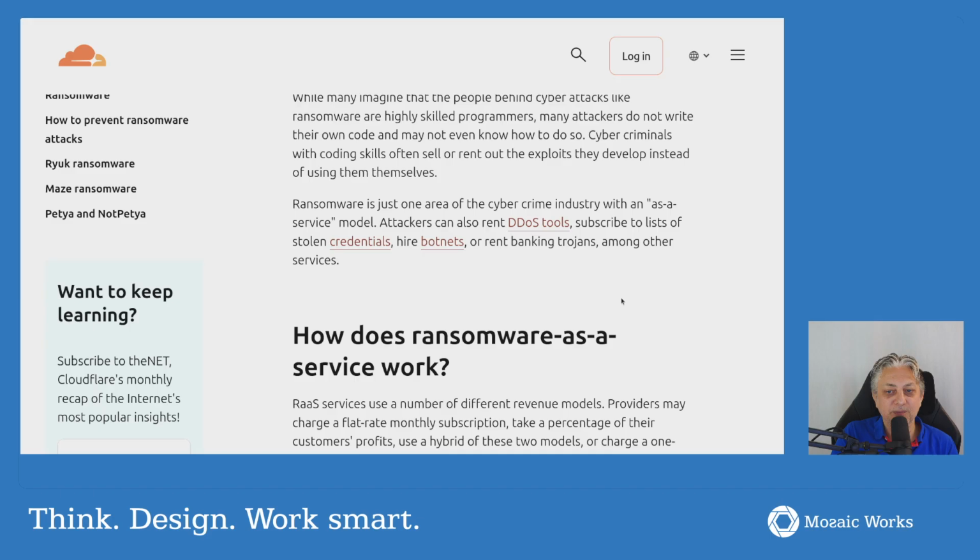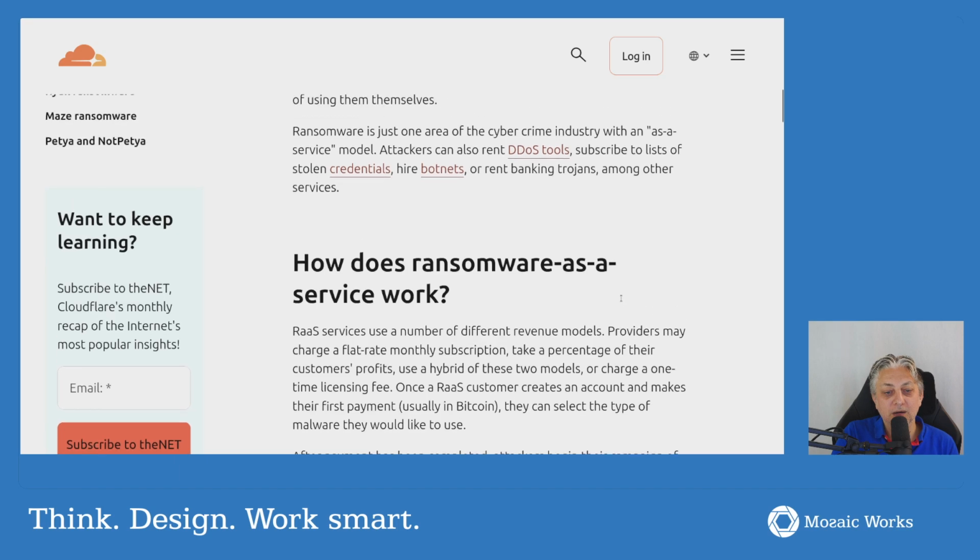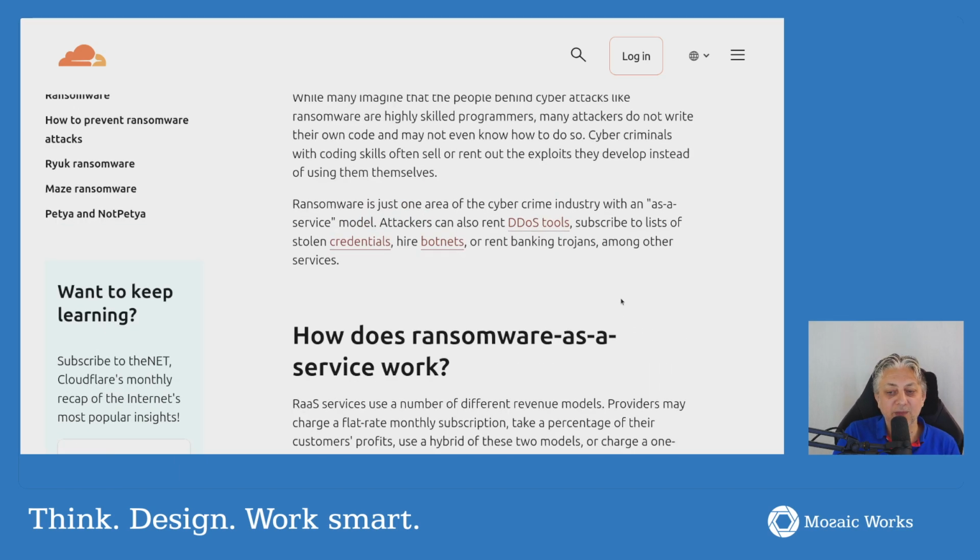While many imagine that the people behind cyber attacks like ransomware are highly skilled programmers, many attackers do not write their own code and may not even know how to do so. Cyber criminals with coding skills often sell or rent out the exploits they develop instead of using them themselves. Ransomware is just one area of the crime industry with an as-a-service model. Attackers can also rent distributed denial of service tools, subscribe to lists of stolen credentials, hire botnets, or rent banking trojans, among other services.